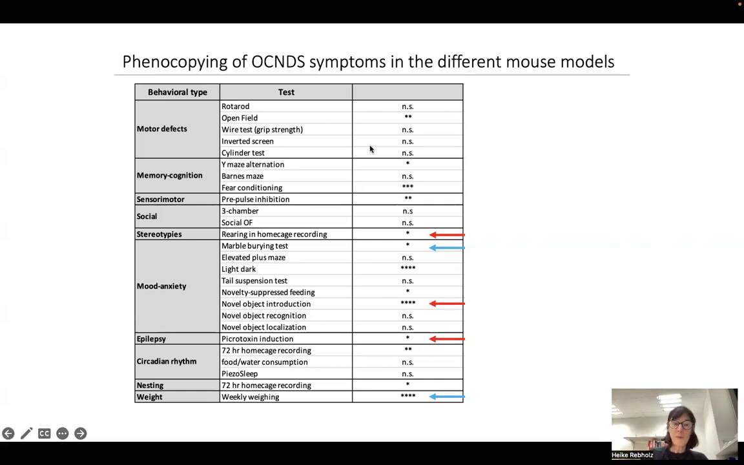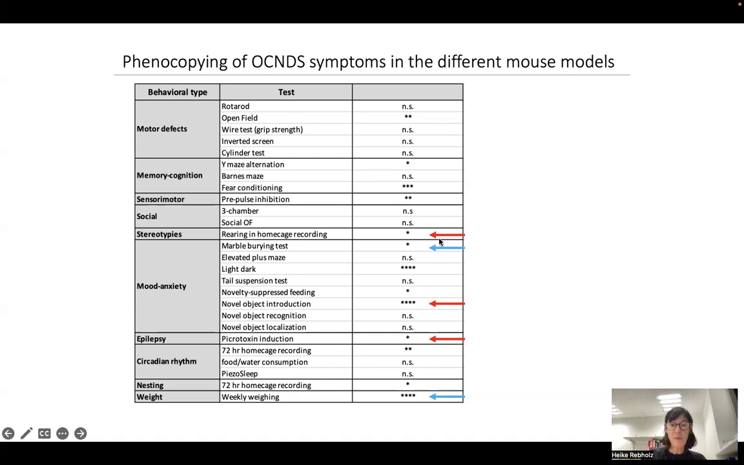And depending on the different models, we don't always get overlapping phenotypes or symptoms. This is what we actually expect because that's what you see in patients too. Different patients have very different symptom profiles. And so we see with our different mutations also that they don't necessarily all have the same behaviors.